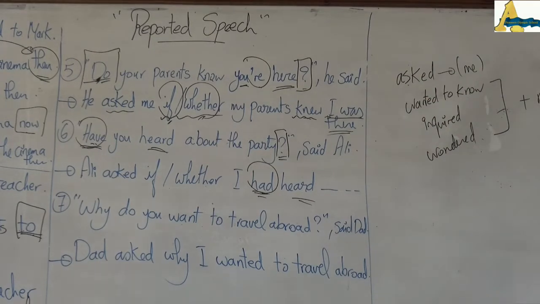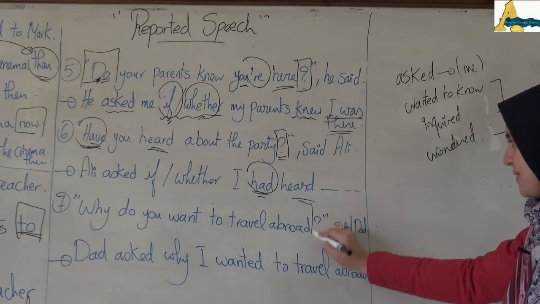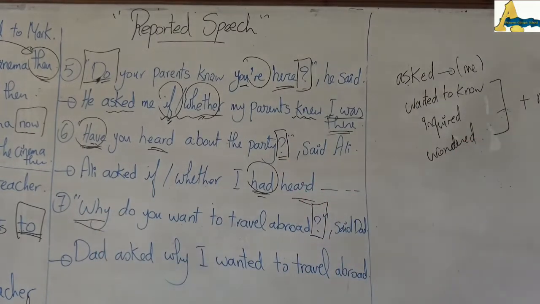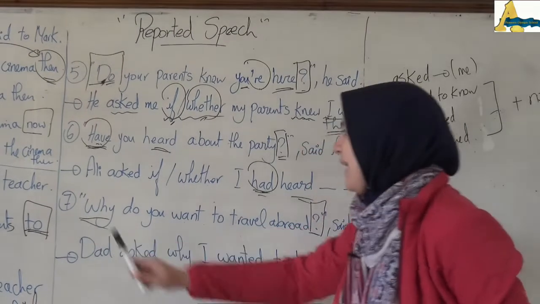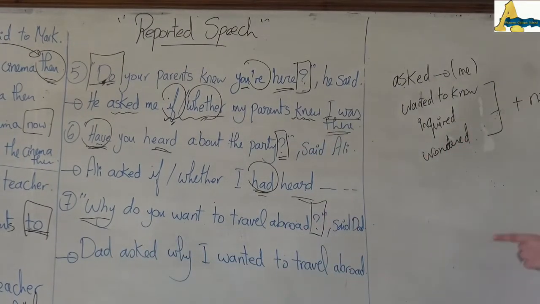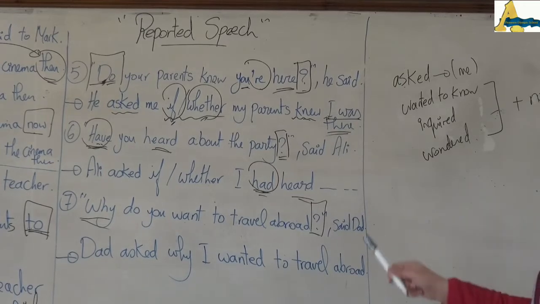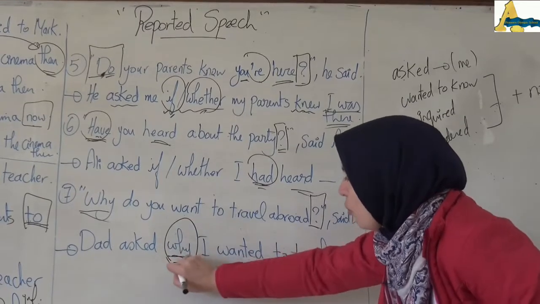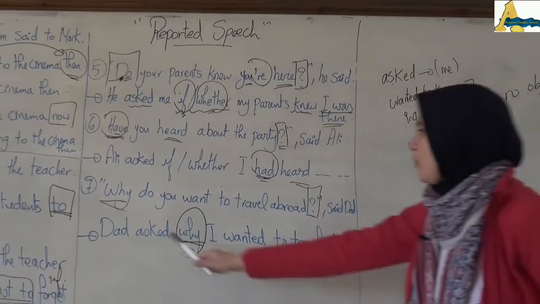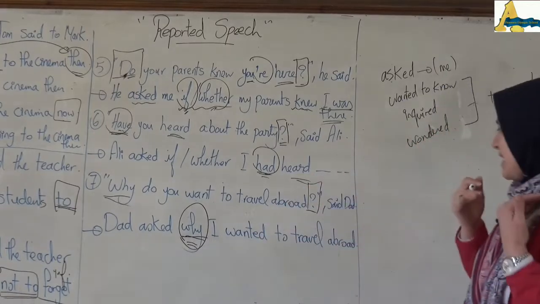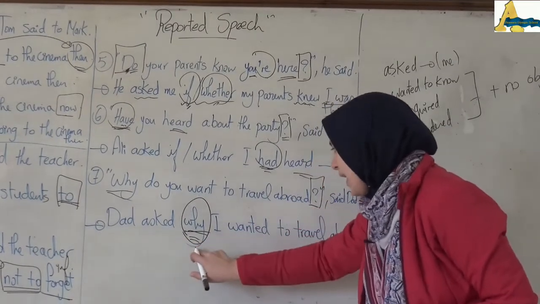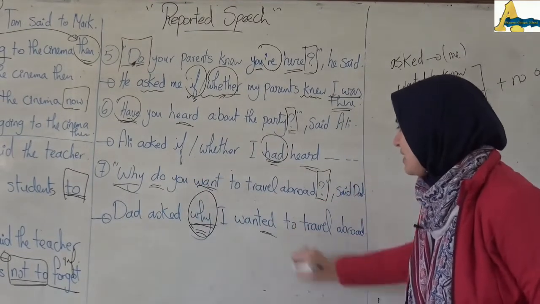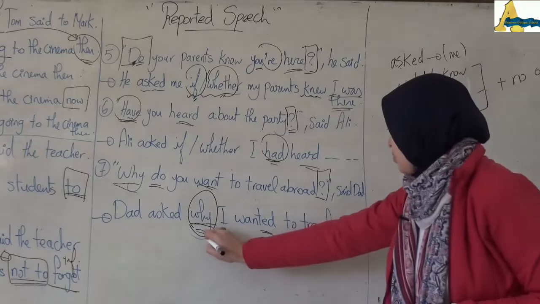"Why do you want to travel abroad?" said Dad. This is a question, but it's not a yes/no question. It's a WH question, starting with the word why. When I retell the question, I will say, Dad asked, and I connected with the same question word used, why. So, Dad asked why I wanted to travel abroad. Why do you want, present simple, became wanted, past simple. And I connected using why.